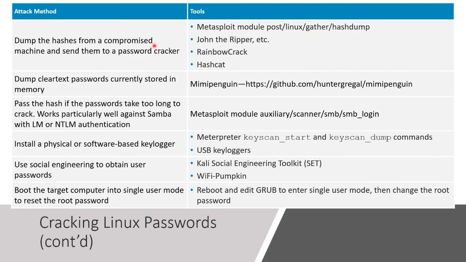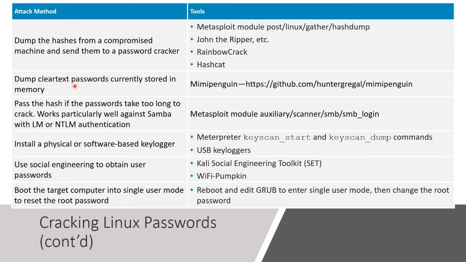You could dump hashes from a compromised machine. Just like we dump hashes from memory in Windows, we can dump hashes from memory in Linux and send the hashes to a password cracker. Metasploit has a module to do it. It works against both Windows and Linux. John the Ripper, Rainbow Crack, Hashcat. You could use all these tools.